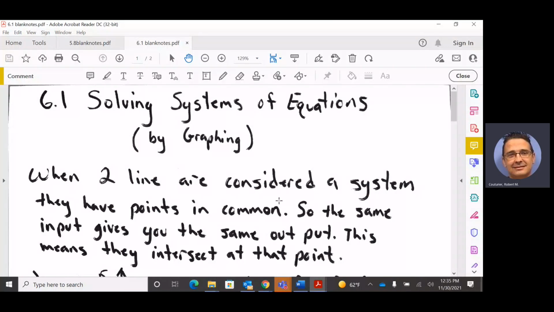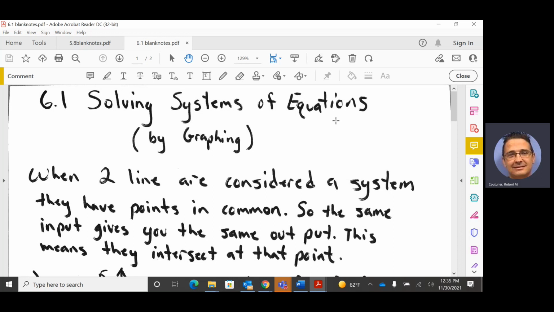Well, hey everybody, as we start to progress here, we are getting ready to start chapter 6, which is still dealing with linear. Everything linear, linear, linear, linear. Bunches of lines, only now we're dealing with two lines at the same time. So it's called a system of equations, and we're going to have to start to solve systems.